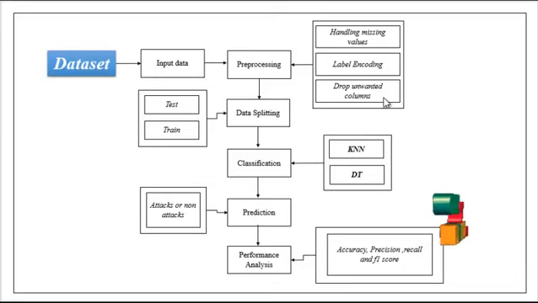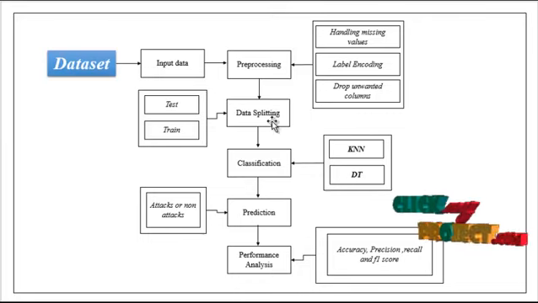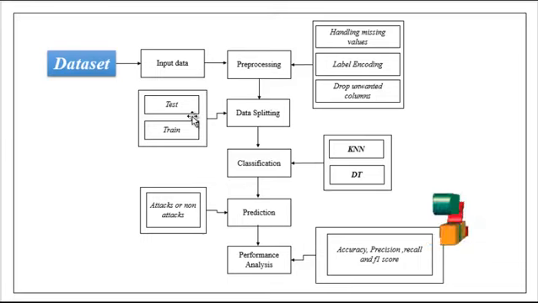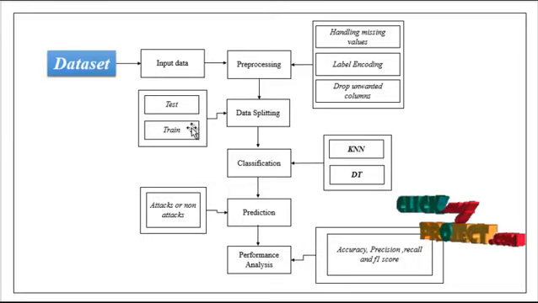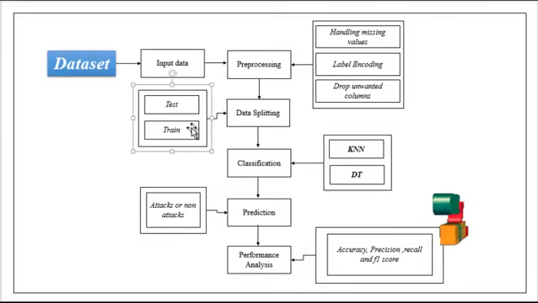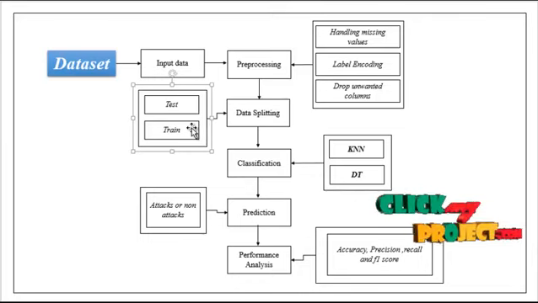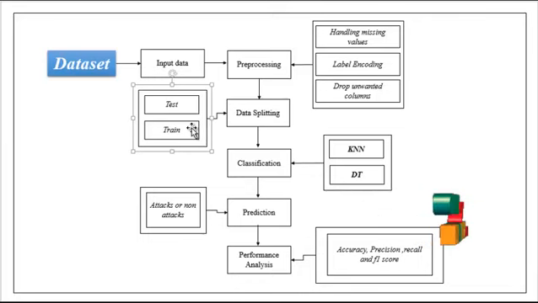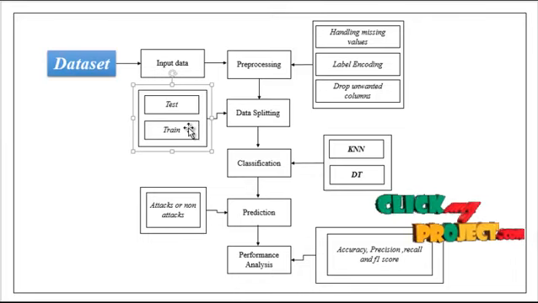After dropping the unwanted columns, data splitting will be carried out. In this data splitting, we have two parts: the test data and the train data. For example, if we are giving thousands of data in an 80-20 ratio, 80% of the data will be the train data and 20% of the data will be the test data. So 800 data will be the train data and 200 data will be the test data.